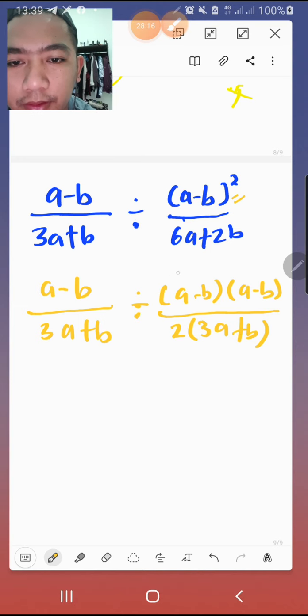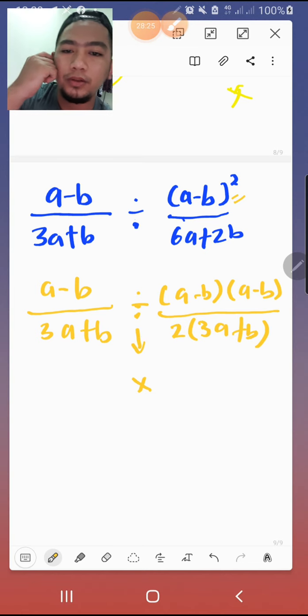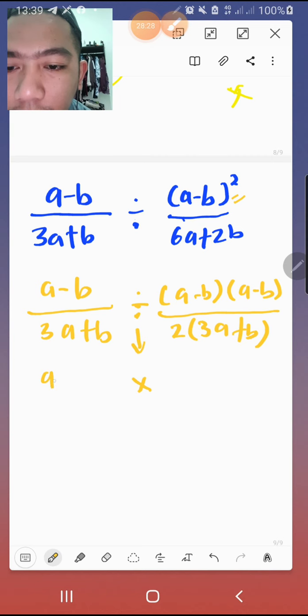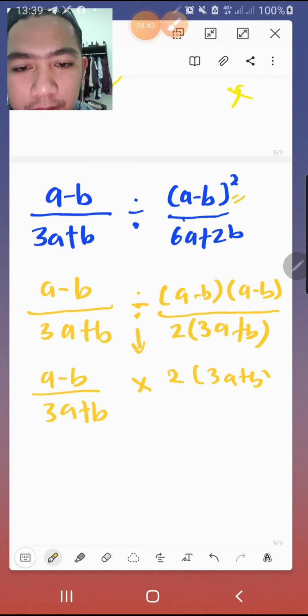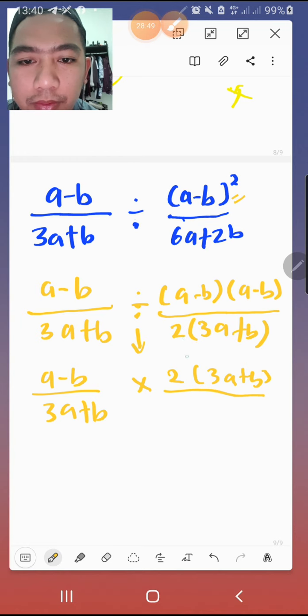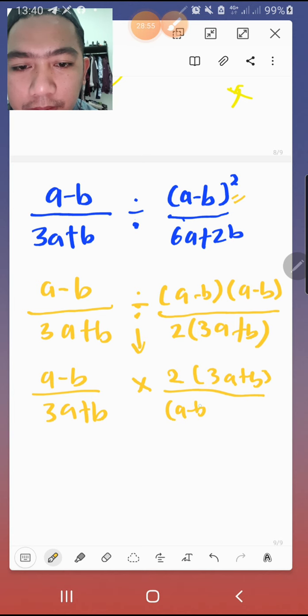Okay, remember division you need to convert to multiplication. So this one no change, just copy back 3a plus b. So this one, the denominator will become numerator, 2 times 3a plus b. Then the numerator here, you change to denominator, a minus b, a minus b.